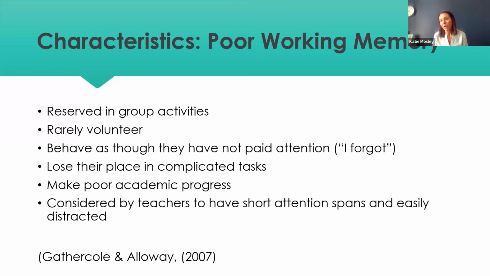These students often make poor academic progress, so they're probably in some sort of tier 2 or tier 3 instruction, but when we're collecting that progress monitoring data, it's not really showing that there's much progress happening. And these are the kids who we say have short attention spans and are easily distracted. That's not always the case. They might just have a working memory access difficulty. It's not necessarily a short attention span. And that has a pretty negative connotation to it. So just something to consider.